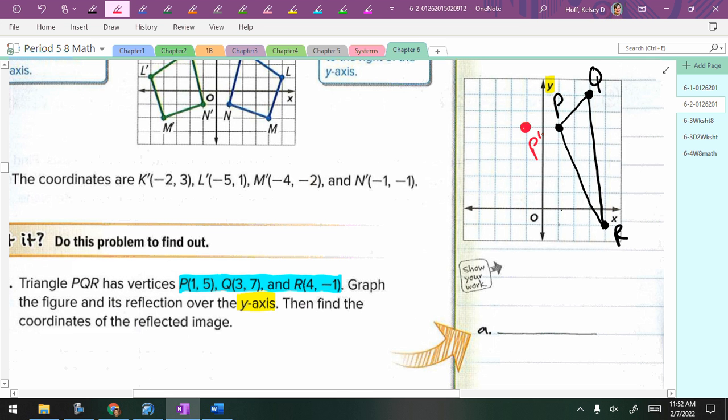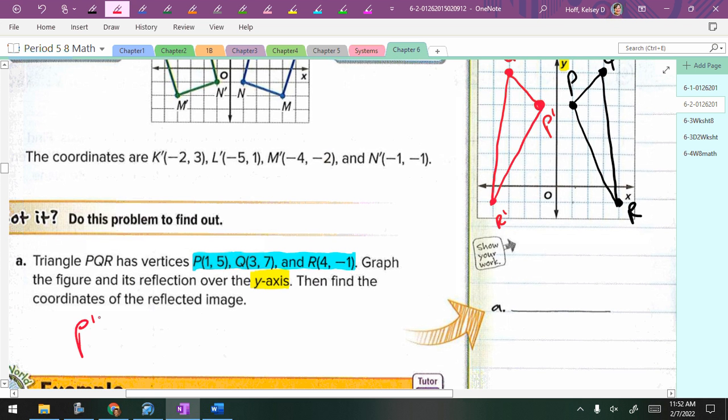Q, how far to the right is it? 3, so it really needs to graph then 3 to the left and gets labeled Q prime. How far away is R? 4, becomes R prime. Question, do they look or appear congruent? Absolutely.